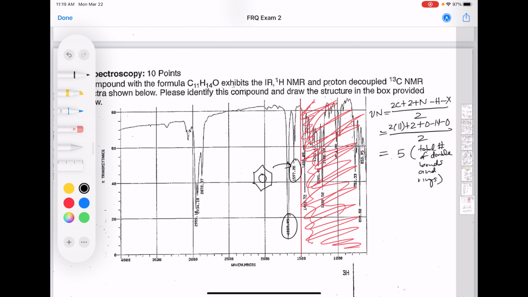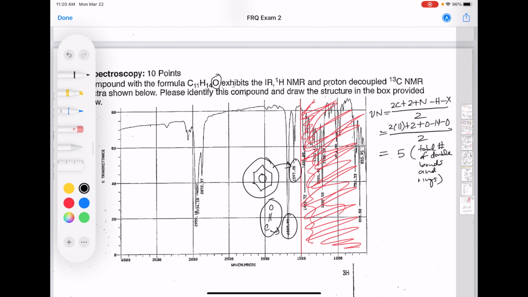And around, let me get the number straight, I think it's 1687.95 wave numbers, we have a very sharp peak. And this peak typically corresponds to a carbonyl group, C=O double bond. And that is also good because in our formula we see there's one oxygen atom, so we know that that oxygen atom could be attributed to a carbonyl group. So that is also a helpful observation.